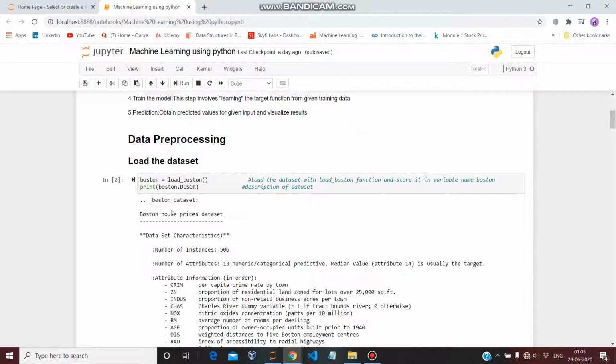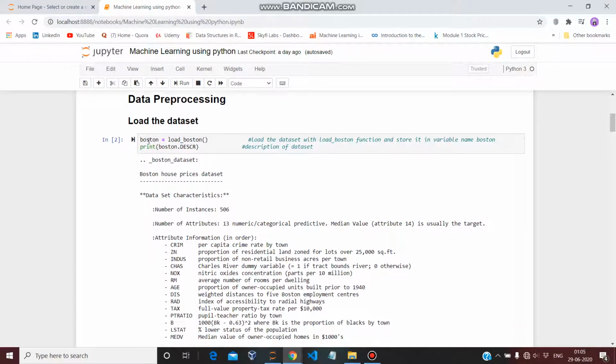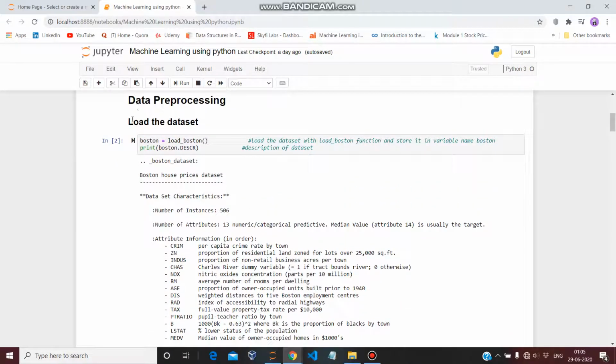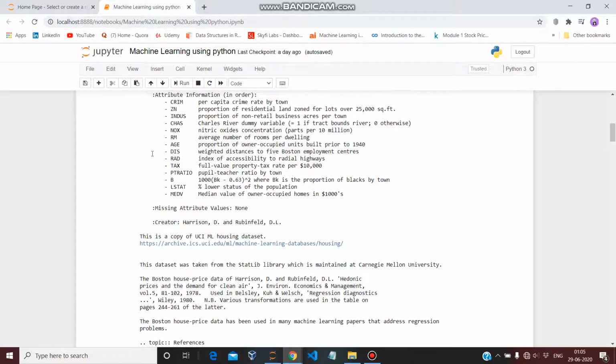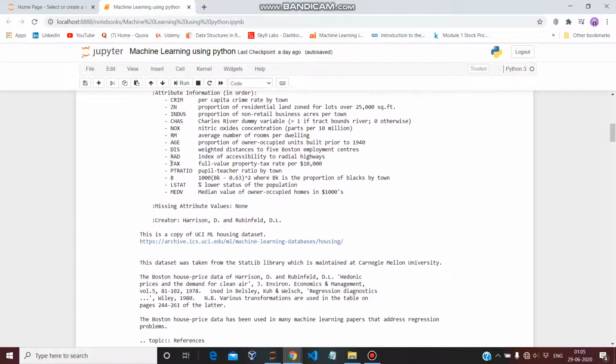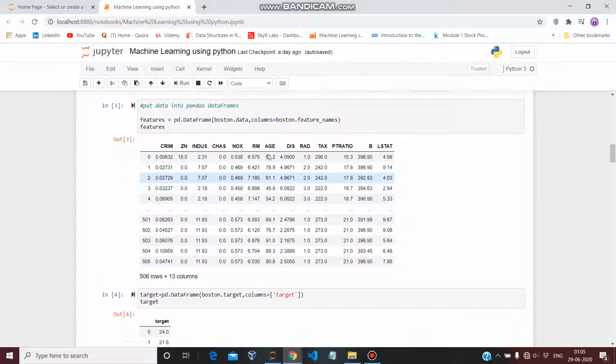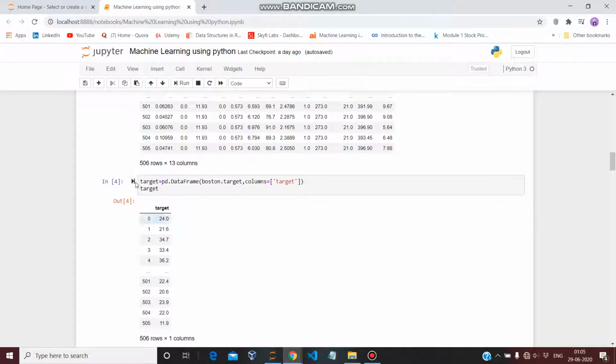Okay. Data pre-processing. First of all, we will load the data set. We will then use Boston dot description to obtain the description of our data set, which is provided by the scikit-learn library. Here it has 506 instances. These are our features, and these are our target values.